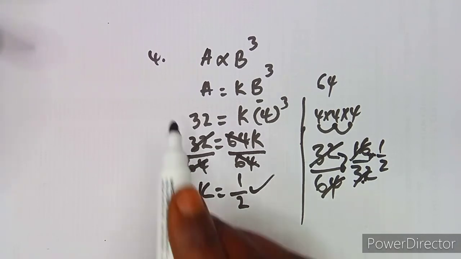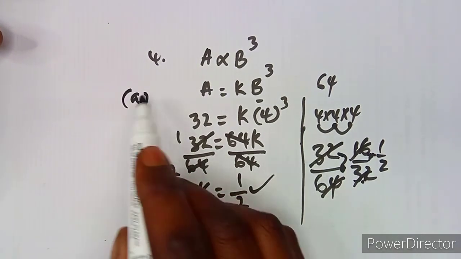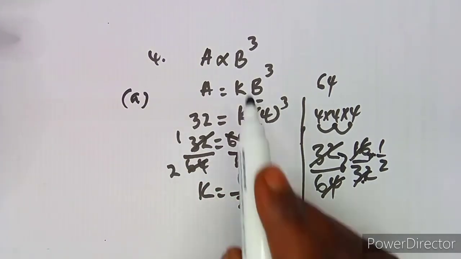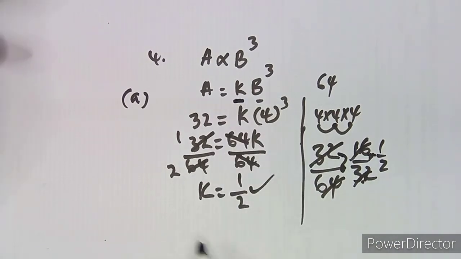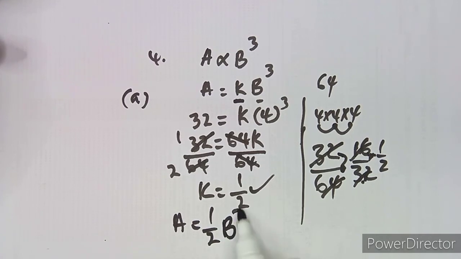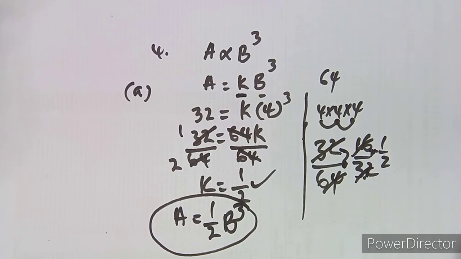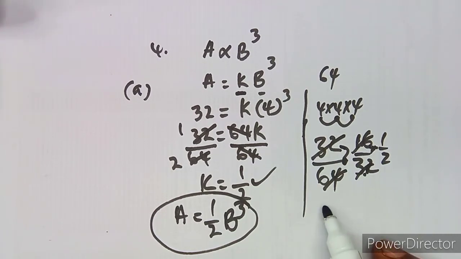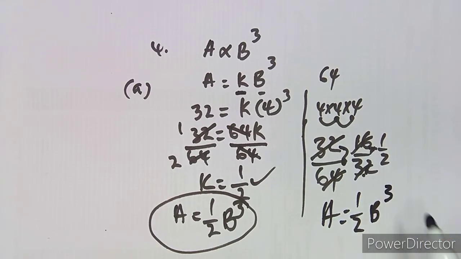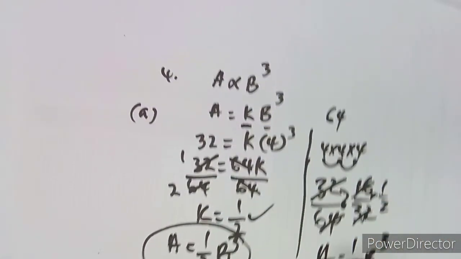Therefore, what is going to be the relationship? Because in part A, they need the relationship. So in place of k, let's substitute 1 over 2. So a is going to give us 1 over 2 b to the exponent of 3. This is the relationship, the formula connecting a and b. That is a equals half b to the exponent of 3. So that is part A.